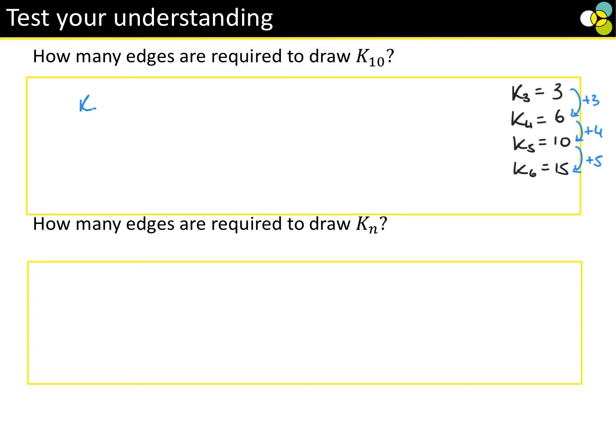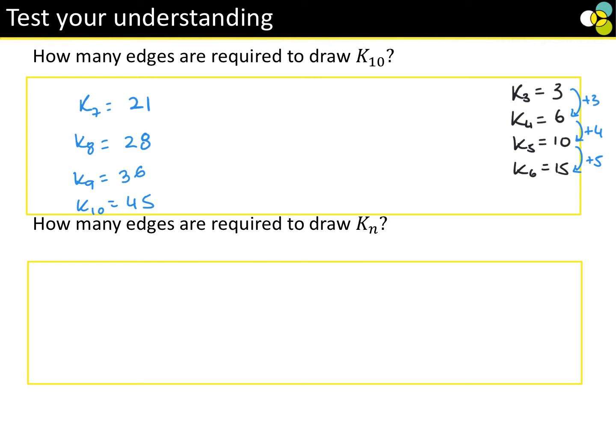So if we had K7, K8, K9, K10, if you think I added 5, if I add 6, I get 21. If I add 7, 28. If I add 8, 36. And then if I add 9, I'm going to get 45. So there'd be a total of 45.